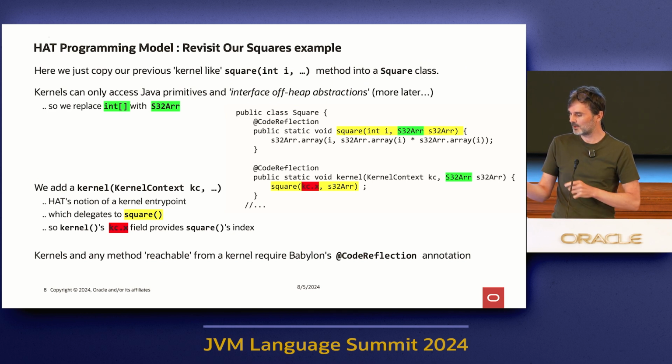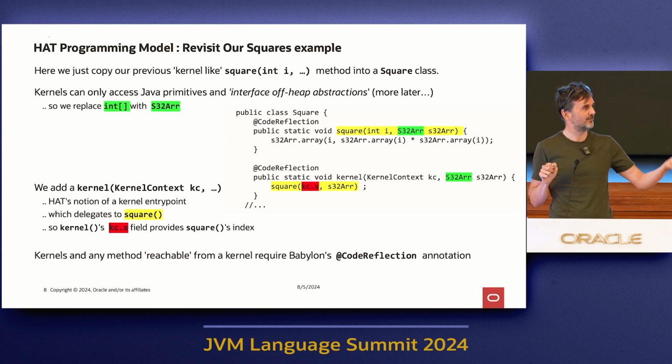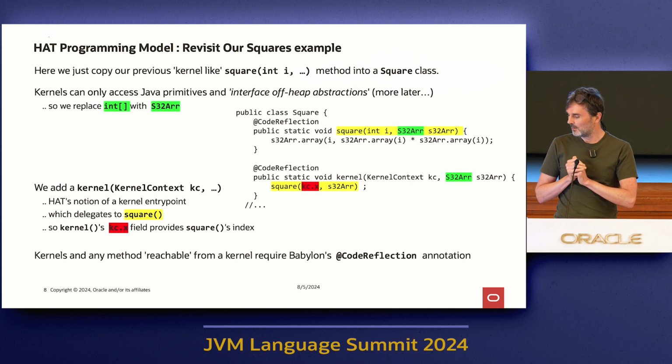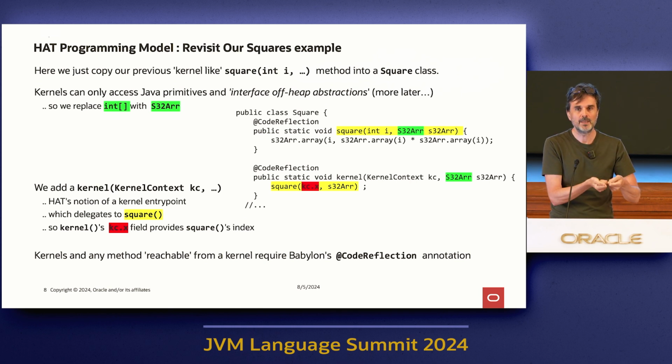So we've got a square method. We replace the int array with S32Array, and it's the same code as before, except we're operating on the S32Array, and we don't have the nice array-like semantics as before. And then we have another method called kernel, which takes a kernel context. Steve showed that before. A kernel context is the way we get the index we're operating on and pass it to the square method. So this is how we range over it.